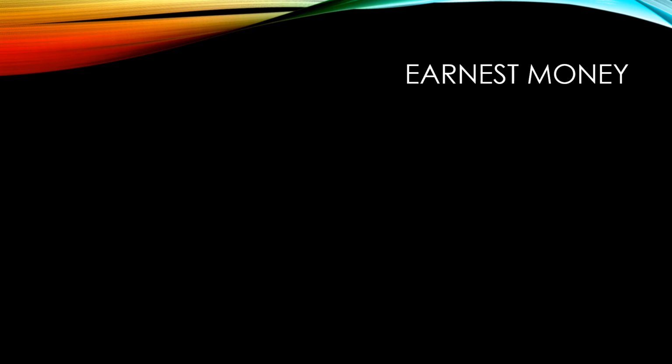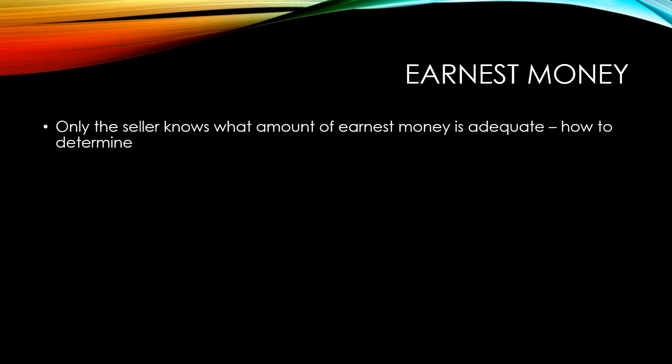So you know that earnest money is good faith money. It's the money that is at risk. Sorry, I forgot to move my mic a little closer. Hopefully you can hear me. The earnest money is the money that is at risk should the buyer breach the contract, should they fail to close, fail to perform. So only the seller knows what amount of earnest money is adequate. Only they can determine that. And it's going to vary from seller to seller and circumstance to circumstance, not necessarily based on the purchase price.